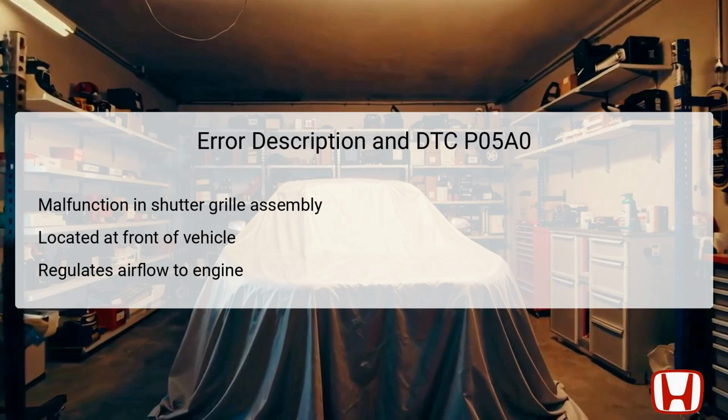The P05A0 code suggests that the onboard diagnostic system has detected a failure within this assembly. It is essential to address this issue, as inefficient airflow regulation can lead to poor engine performance and increased fuel consumption. Regularly monitoring this component can prevent larger issues down the line.